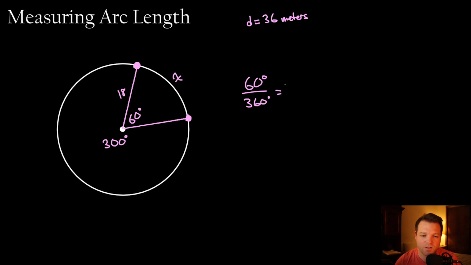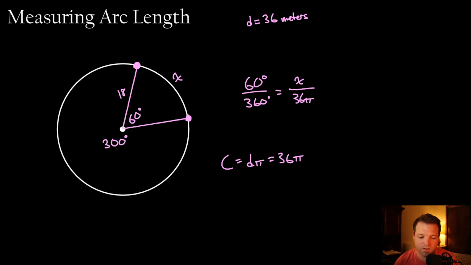And now I can set up my proportion. So this is proportionate to x over the entire circumference. Well, what is the entire circumference? In this case, it's 2 pi r, or the diameter times pi, which is 36. So that is going to be equal to 36 pi. And so I'll plug that in.